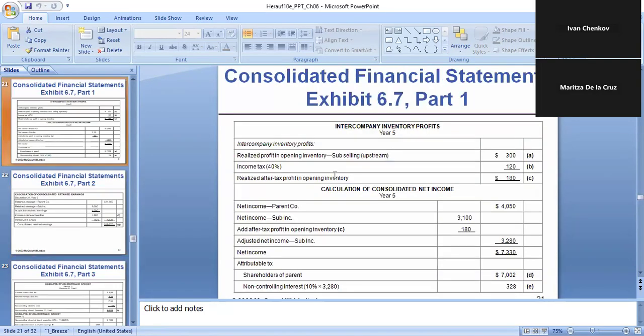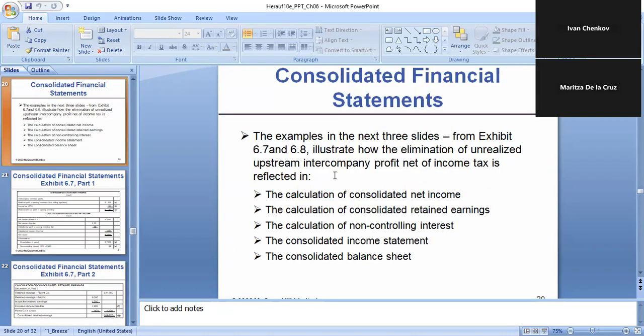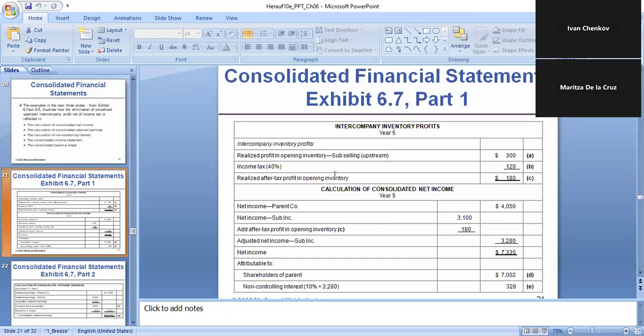So let's start with the intercompany consolidated net income. So the intercompany profits, that's in year 5. Realized profit on the opening inventory. So this means 1 year after year 4, in year 5, now we're selling the inventory. Once we sell the inventory, we're realizing the profit of 300, which we were holding in the previous year. And now we have to pay the taxes, and we have to realize after-tax profit on the opening inventory.